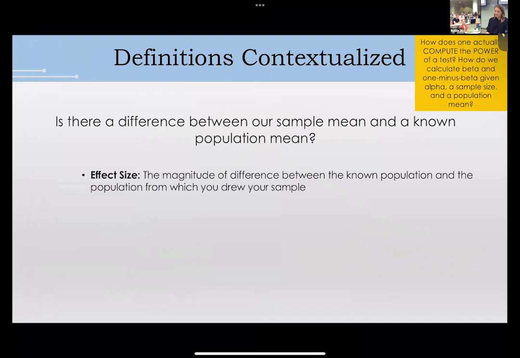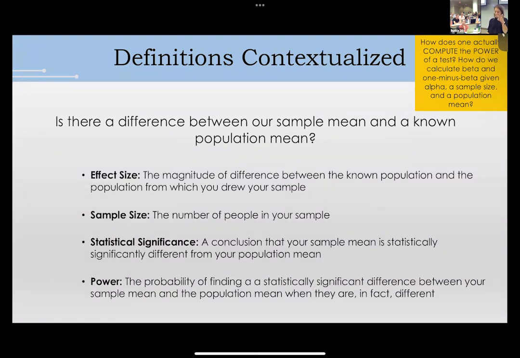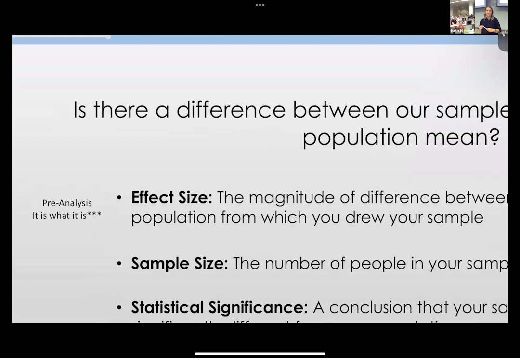So let's look at these 4 things: effect size, sample size, statistical significance, and power, and clarify a couple of things about when they get established. So we know that effect size is the magnitude of effect, right? In this case, it's going to be the difference between our known population number and our sample and our population from which we drew the sample. This happens pre-analysis, right? What do I mean by that? The effect is what the effect is, right? Advo works or it doesn't, right? Now, you can still, I put an asterisk here.